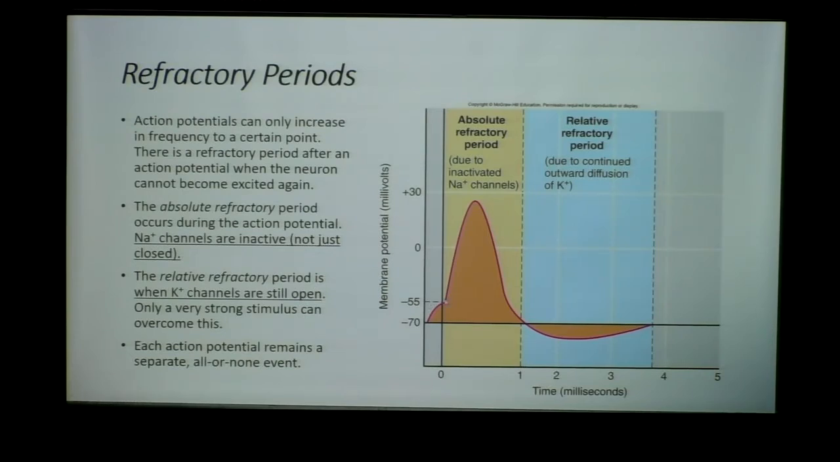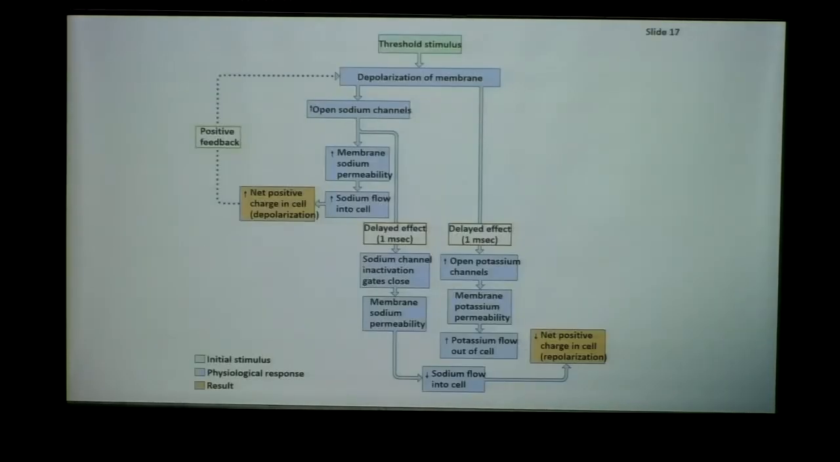So think about, we get to negative 55, 2 signals are sent. Open the inactivation gate, which essentially opens the channel, right? And then after 1 millisecond, close that inactivation gate, which essentially closes the channel. And at that same time, potassium channels open up. Okay, so let's go back to this slide.